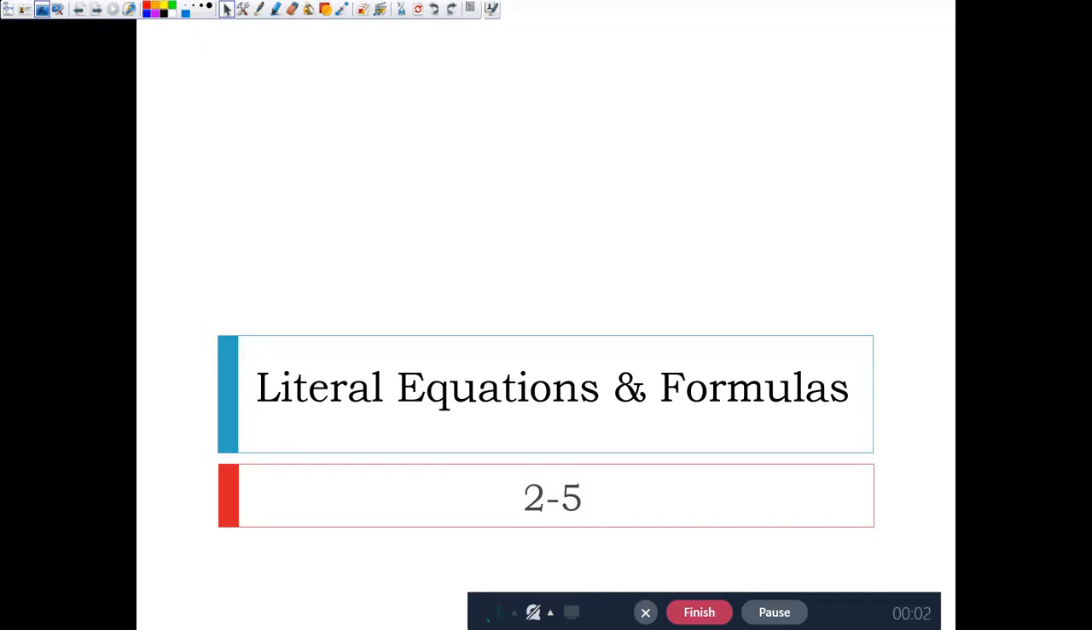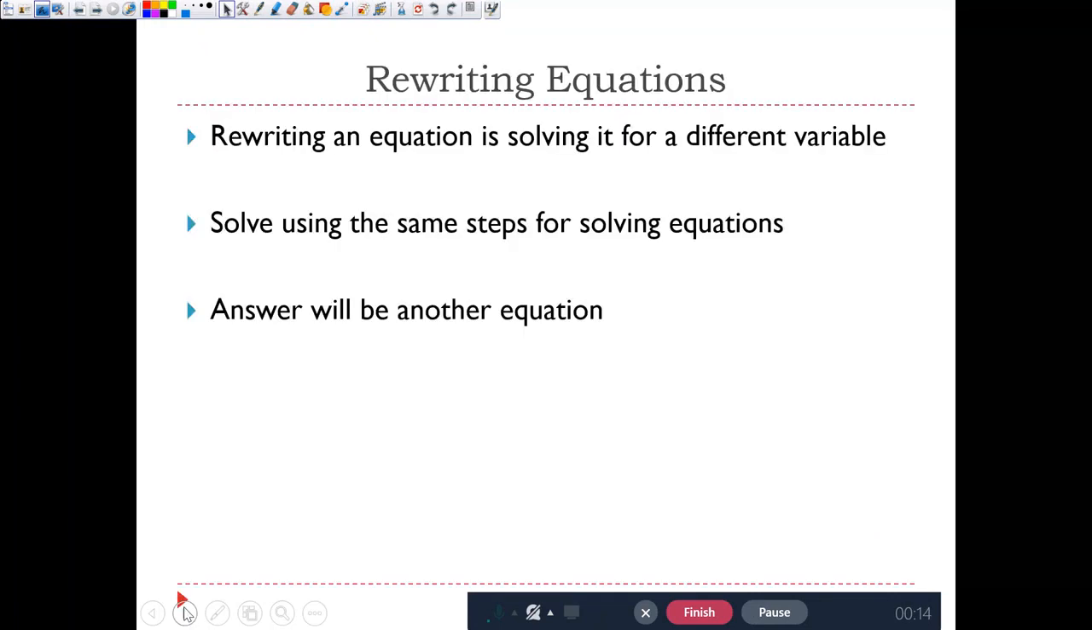Literal equations and formulas. In this lesson, we are going to be transforming real formulas to solve for a different variable. So how do we solve? We're going to rewrite equations. Rewriting an equation is solving for a different variable, using the same steps for solving equations.